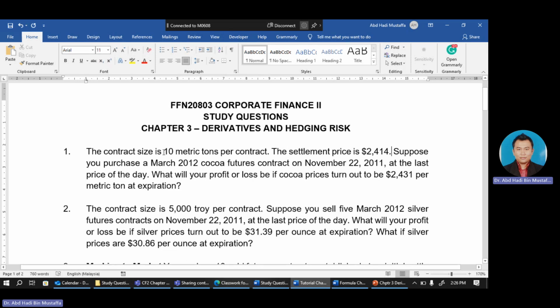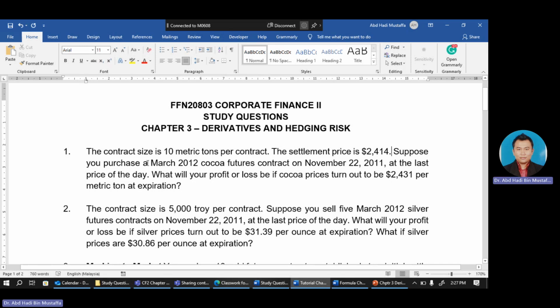The contract size is 10 metric tons per contract. Maknanya satu kontrak bersamaan 10 metric ton. Ini berkenaan koko, buah koko. Satu kontrak bersamaan 10 metric ton. The settlement price is 2414. That means maksudnya kalau you nak masuk kontrak koko ni, you kena bayar $2414.